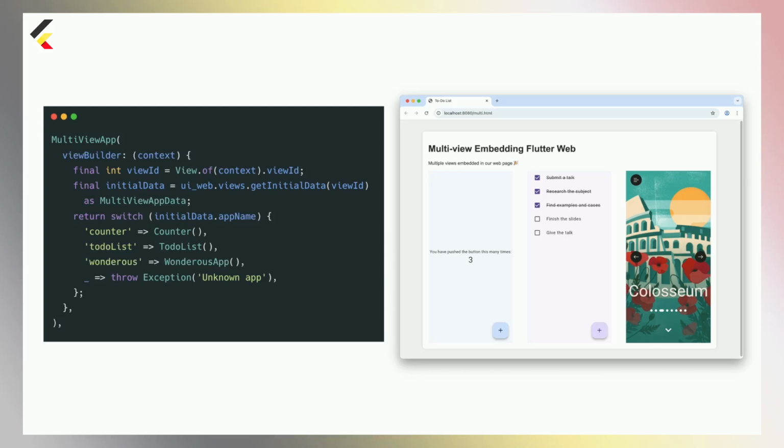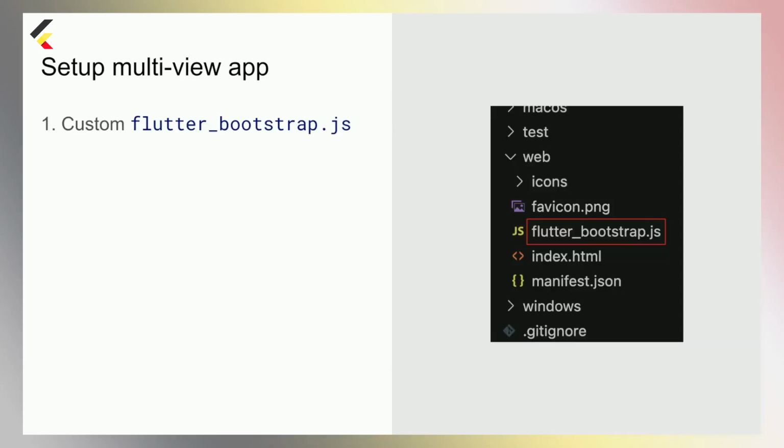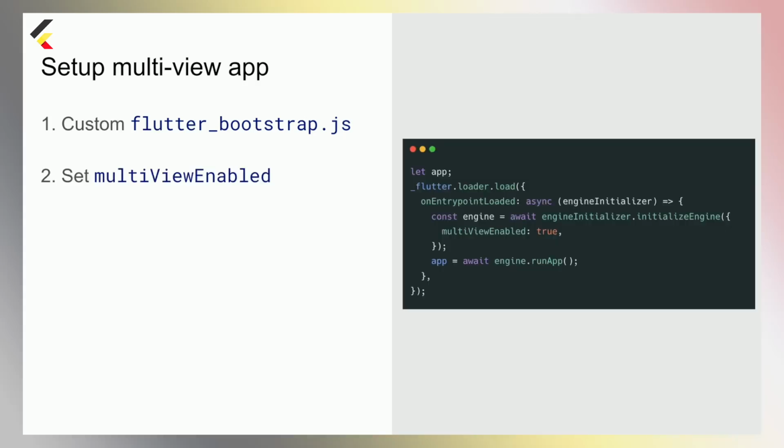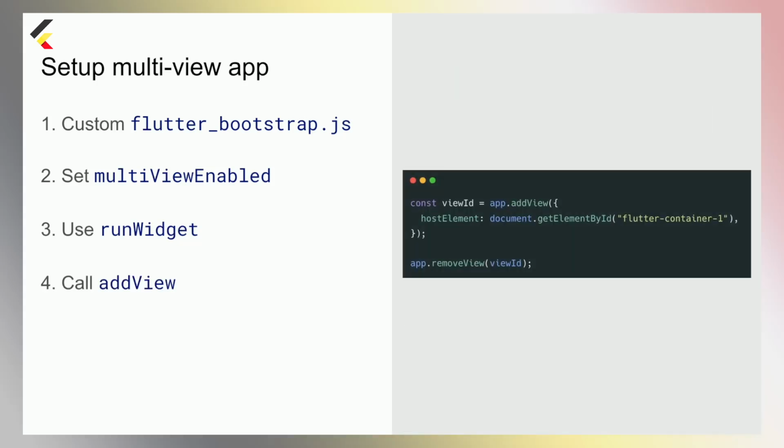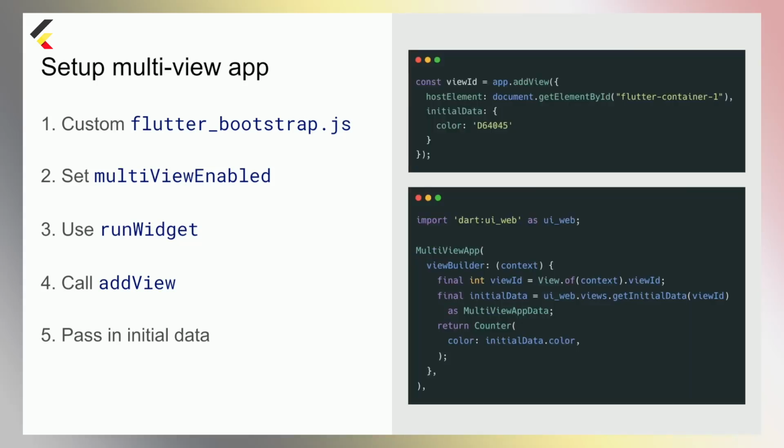Okay, so let's sum this up. These were the 5 steps that we need to do. So I'm happy that everyone is still listening. But initially, we need to customize the bootstrap script. We need to pass in multiViewEnabled to the engine. We need to use runWidget instead of runApp. And then we can start adding multiple views. And preferably, we'll do this with some initial data. So this is all we need to do to have a multi-view embedded app.